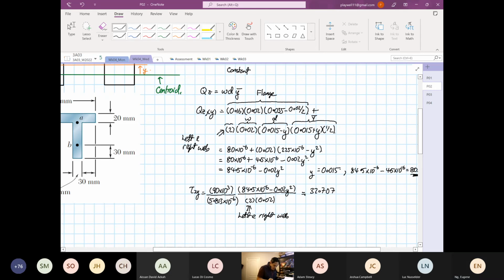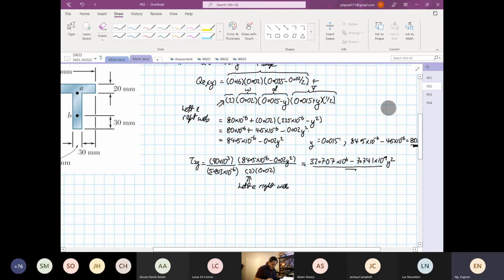32.707 times 10 to the power 6 minus 7.741 times 10 to the power 9 y squared, times 0.02.